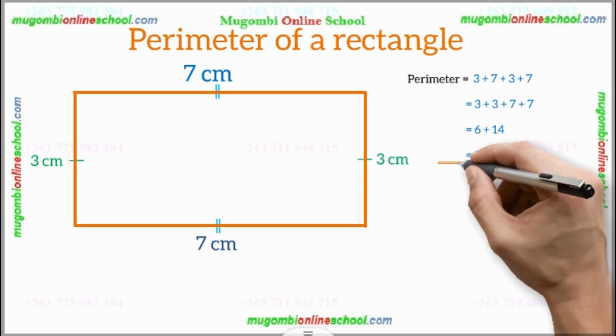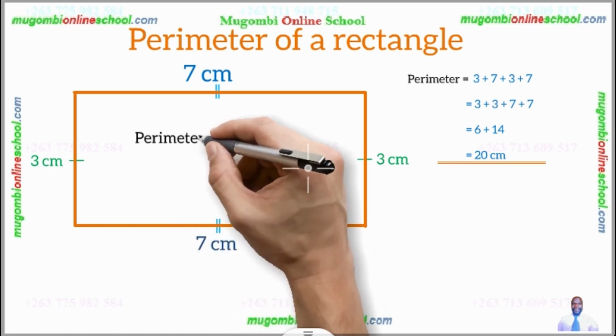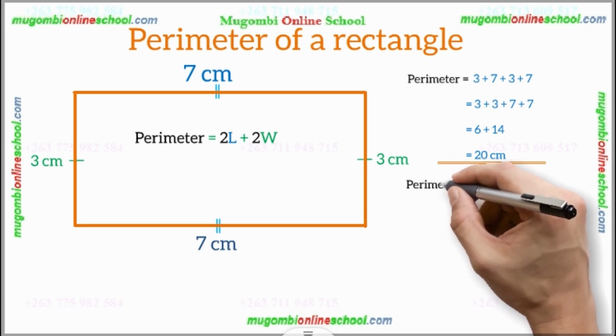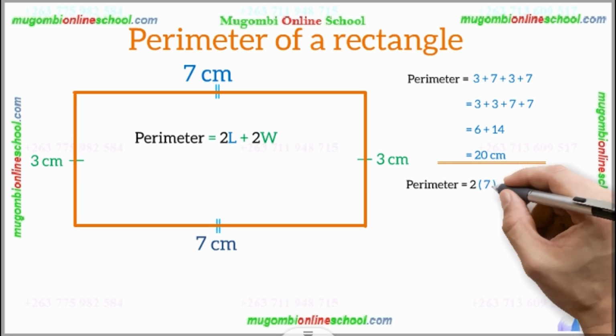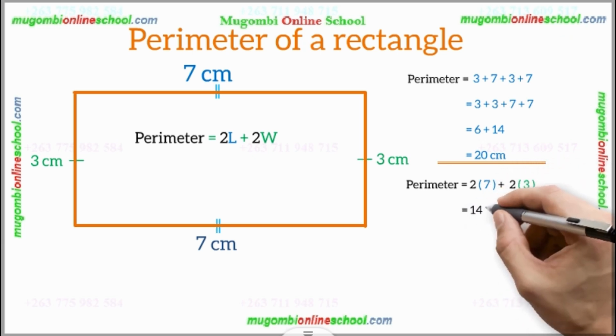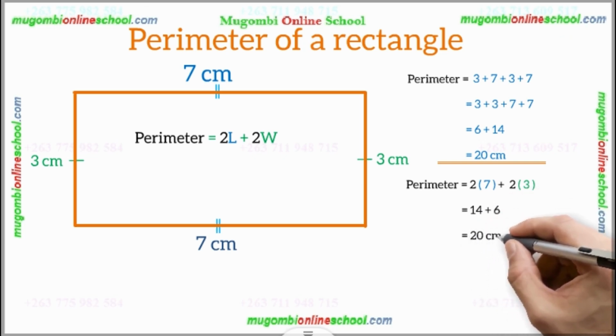centimeters. But we can also calculate the perimeter of a rectangle by saying perimeter is calculated as 2 times length plus 2 times width, which equals 2 times the length, which is 7, plus 2 times width, which is 3, which gives us 14 plus 6, which is equal to 20 again.